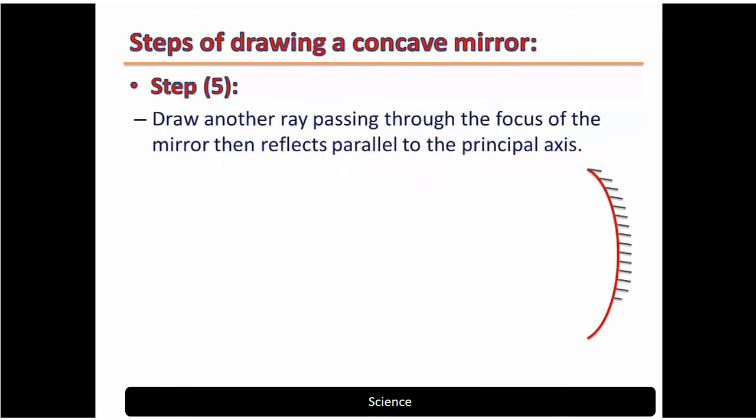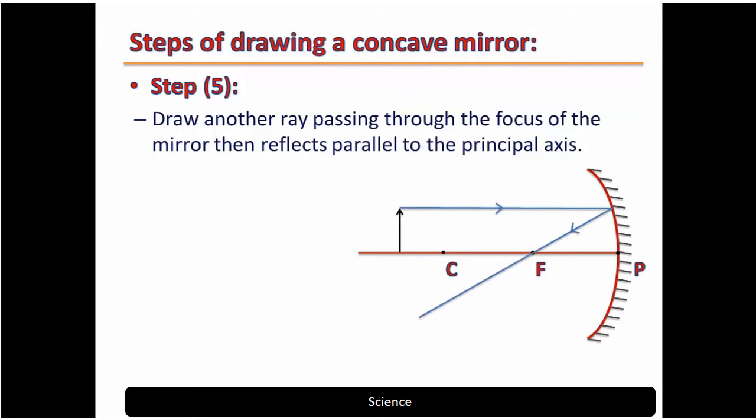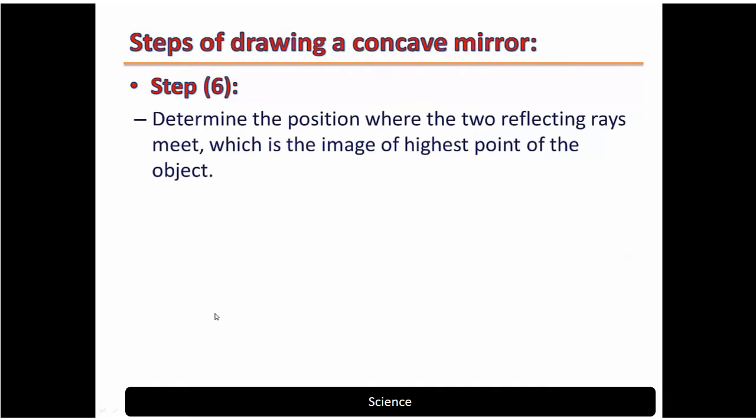Step number 5. Draw another ray passing through the focus of the mirror, then reflects parallel to the principal axis. From the same point, we will draw a straight line passing through the focus. It will reflect parallel to the principal axis. Step number 6.